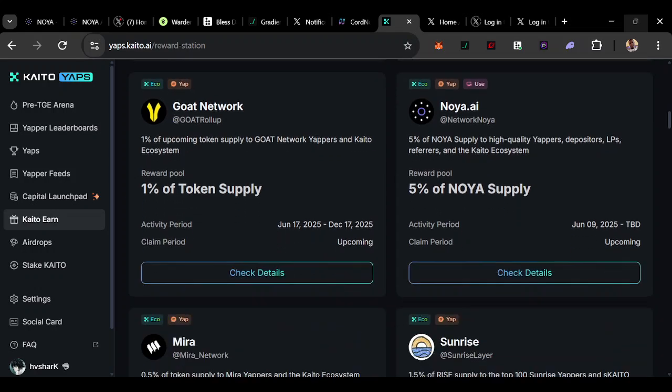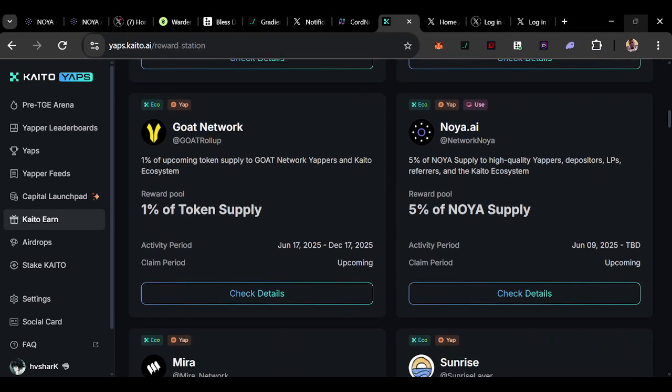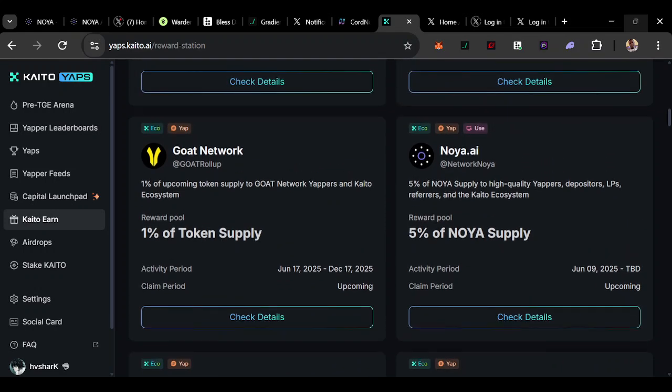Just look at the supply. The supply will tell you whether this protocol is worth it or not. Look at this one that says Noya. This Noya is looking very, very promising, and I would advise you to also look into it and get the best out of it.